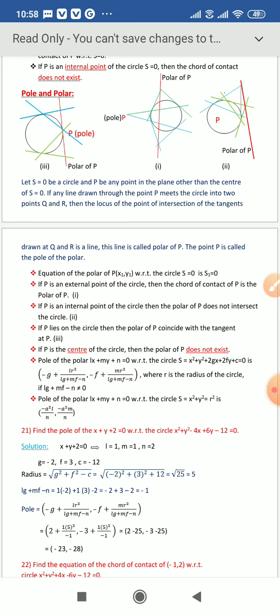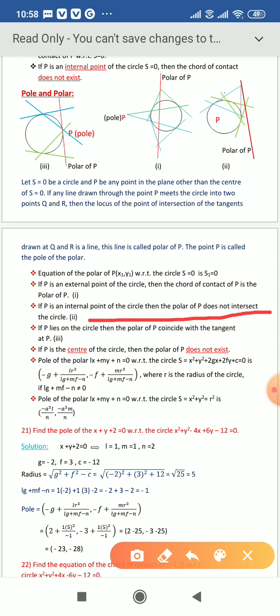Does this polar cut the circle? No. The polar is outside of the circle. If P is an internal point of the circle, the polar is outside of the circle. So if P is an internal point of the circle, then the polar of P does not intersect the circle. In case 1 and case 2, if P is an external point of the circle, the polar passes through the circle. If P is an internal point of the circle, the polar does not meet the circle.